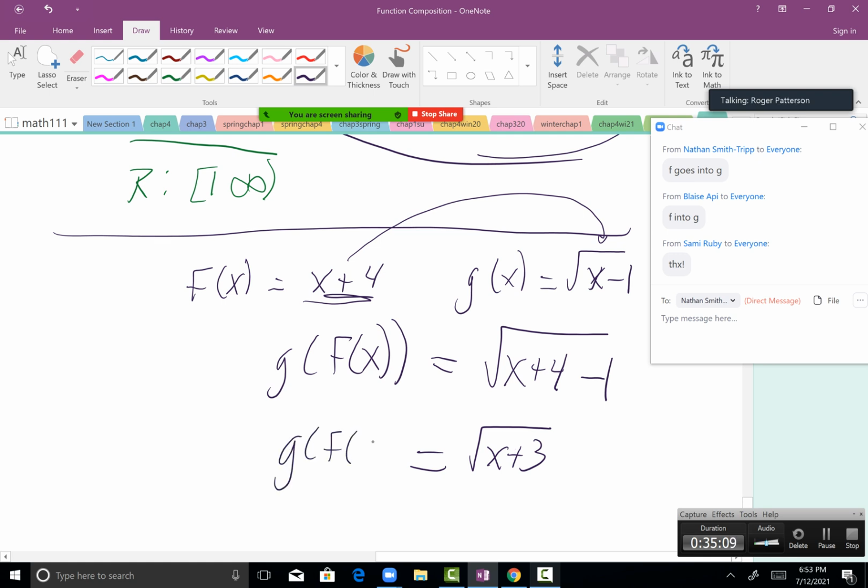And there's my answer. There's my g of f of x. Now let's talk about the domains. First thing I do is I go to the f function. Why? Because that's what's getting put into the g. So I'm starting on the inside. I'm going to come over here and write down, what's the domain of that?